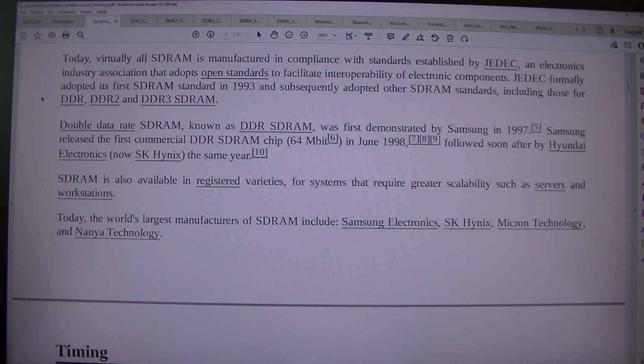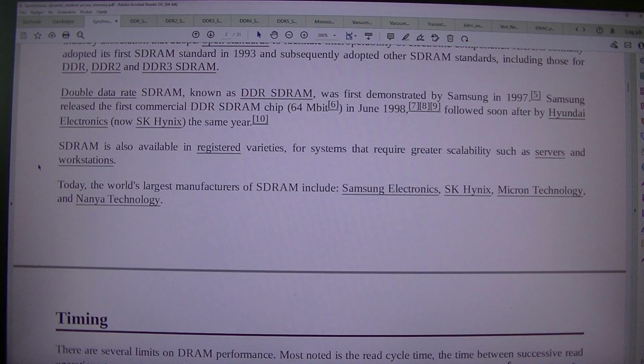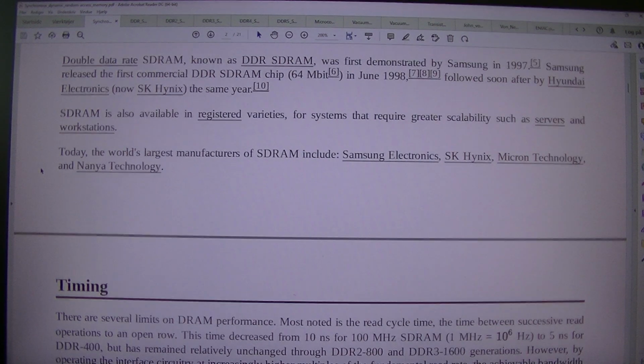and DDR3 SDRAM. Double Data Rate SDRAM, known as DDR SDRAM, was first demonstrated by Samsung in 1997. Samsung released the first commercial DDR SDRAM chip, 64 Mbit, in June 1998, followed soon after by Hyundai Electronics, now SK Hynix, the same year.